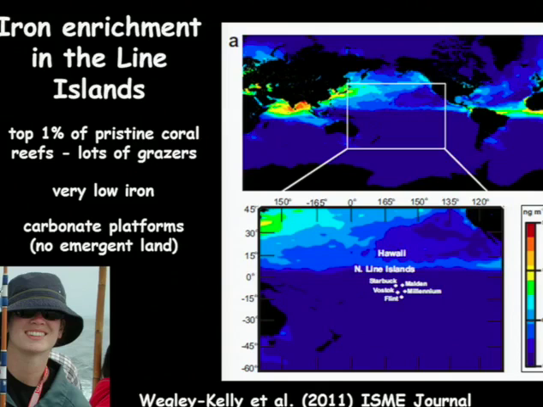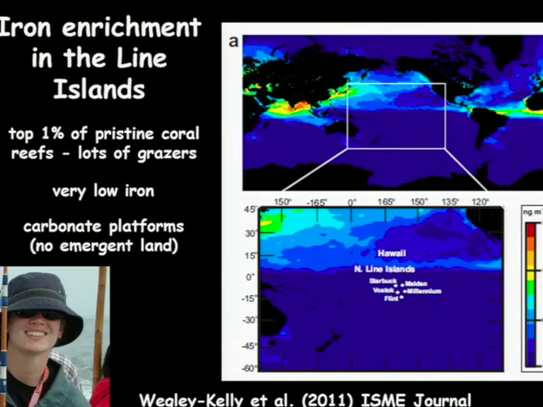And we're kind of lucky or unlucky, depending on how you want to look at it. These are the Line Islands, where we do most of our work. These guys are out here in the middle of nowhere, about 1,000 miles below Hawaii. And they exist in these areas where there's essentially no iron in the ocean, and that's because you depend on iron coming in from land.